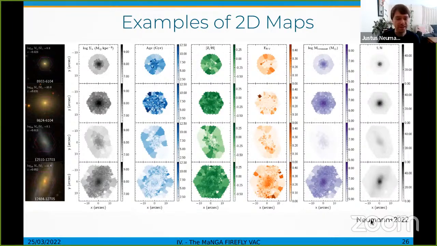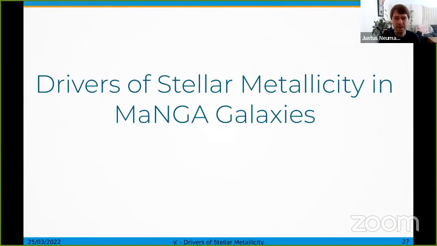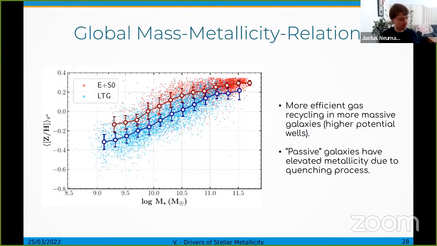Okay, so now we can take this and start doing science. Drivers of stellar metallicity in these galaxies. First of all, let's have a look if we can reproduce the well-known global mass metallicity relation. So now each point in this plot is a single galaxy, a galaxy as a whole. This is the metallicity from the central 3 arcseconds of each of the galaxies, plotted against the total mass in the galaxy. And we clearly see that we can reproduce the global mass metallicity relation.